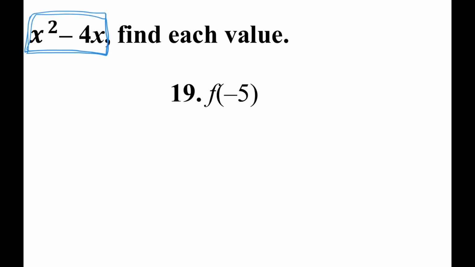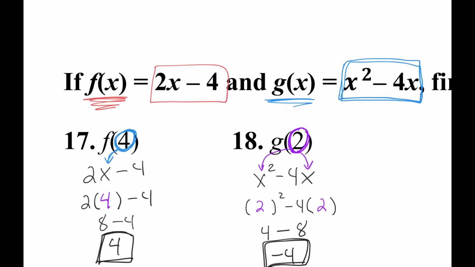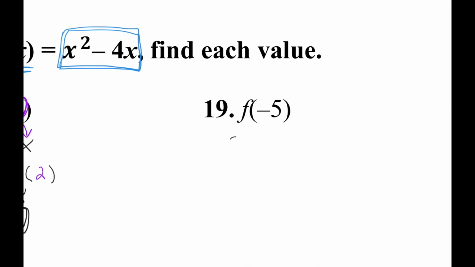Number 19 is f of negative 5. Again, we need to make sure the function that we have to use is f. So I'm going to go back and show you guys the function on this side. It is 2x minus 4. That's f of x. That is the function of f. So I'm going to write that down, 2x minus 4. And I will substitute this number, the negative 5, into the x right there.